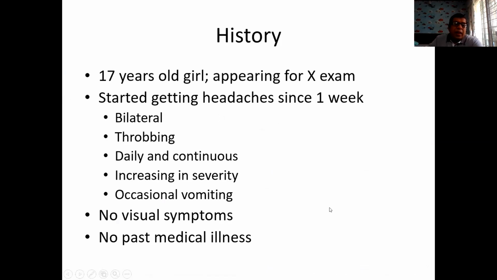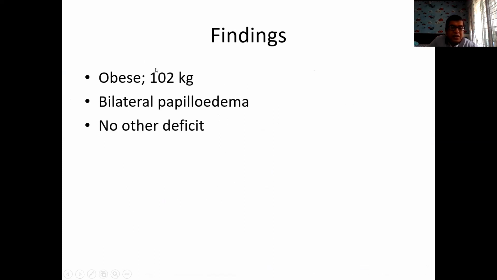Going to the next case. This was a 17-year-old girl appearing for her 10th exam, and one can easily make out the case. One week history of bilateral throbbing headache, increasing severity associated with vomiting, no visual symptoms, no past medical illness. The girl is obese, has bilateral papilloedema, and the diagnosis is very simple for neurologists.